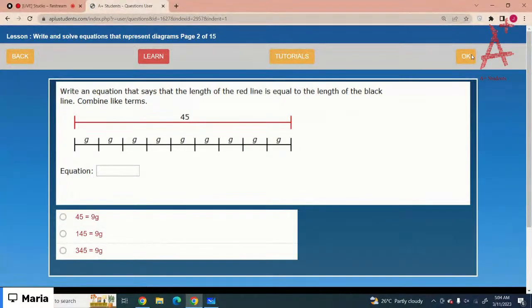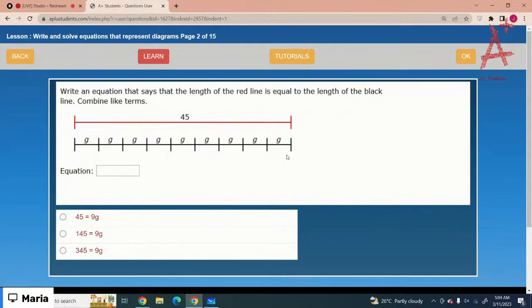Write an equation that says the length of the red line is equal to the length of the black line. So the length of the red line is 45. Now the length of the black line is divided into so many segments, and the length of each segment is g. Let's just count how many segments. 1, 2, 3, 4, 5, 6, 7, 8, 9.